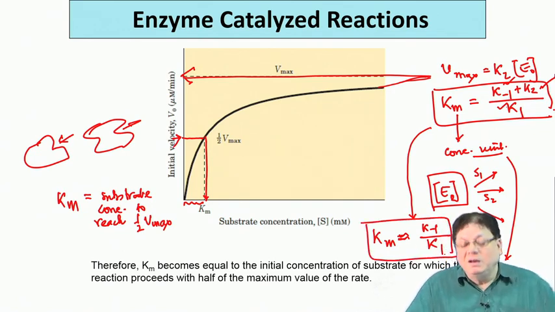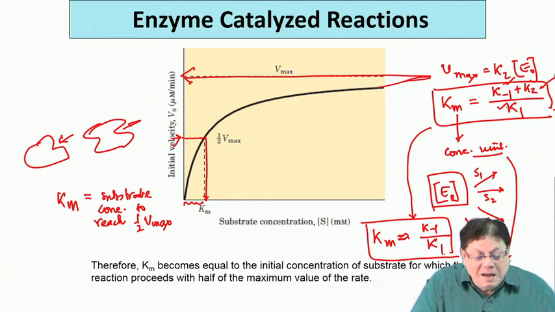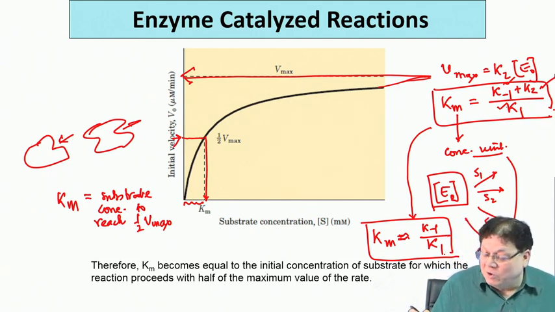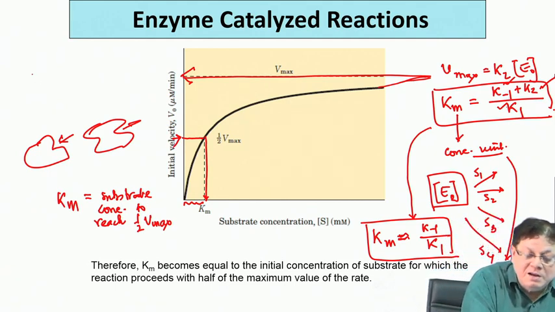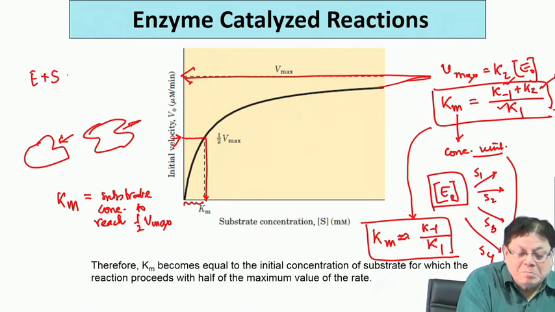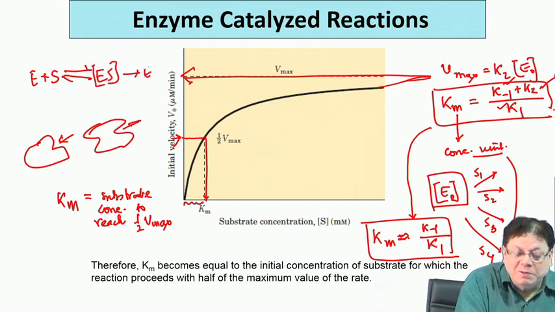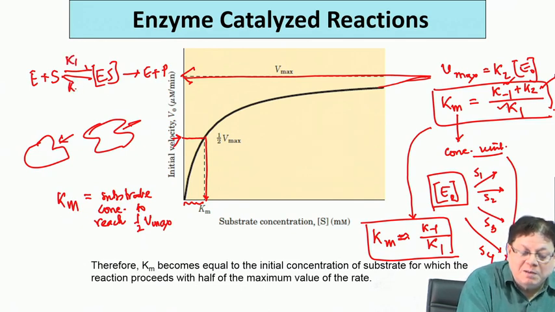What is that? K minus 1 by K 1? K minus 1 by K 1, your reaction is nothing but E plus S going to ES, and that is going to E plus P. This is the reaction scheme. So, this is K 1 and this is K minus 1.